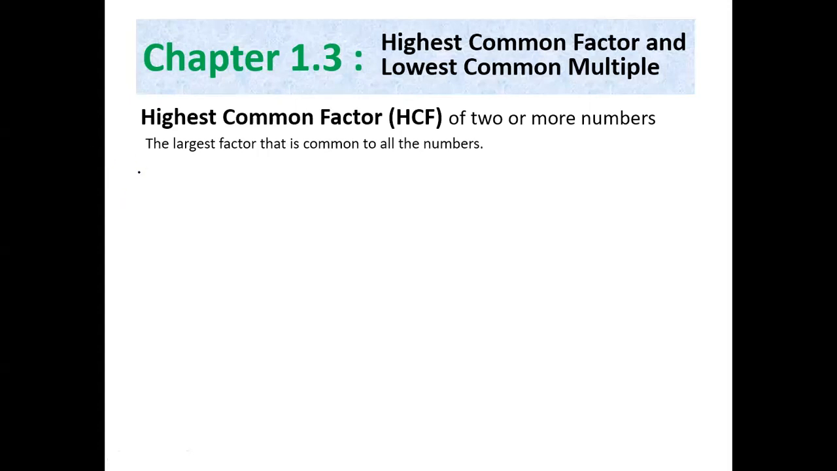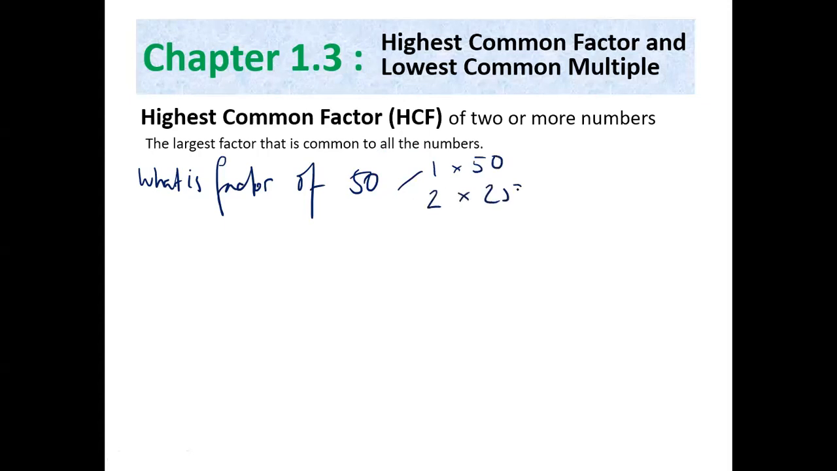For example, what are the factors of 50? You can derive that it can be 1, it can be 50, it can be 2, it can be 25, it can be 5, it can be 10. We don't have any other numbers. So the factors of 50 are 1, 2, 5, 10, 25, 50. They are ordered ascendingly, from the smallest to the greatest number.